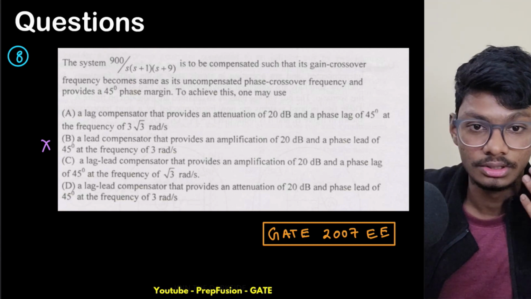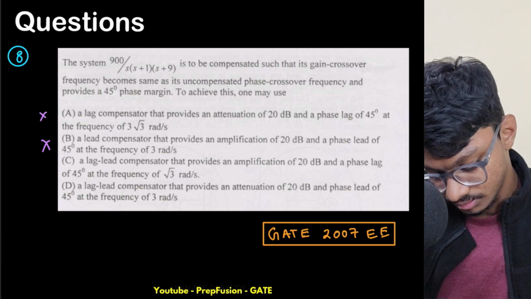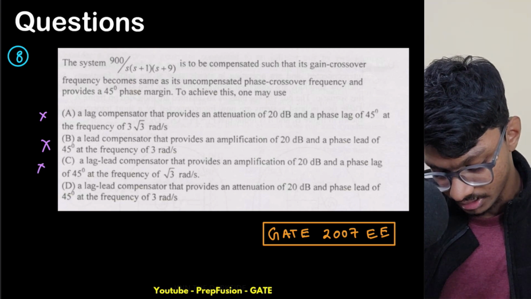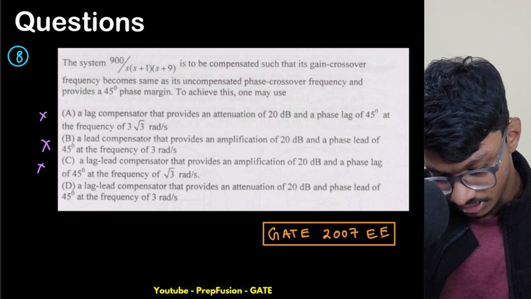I'm providing attenuation. Okay, so this is also wrong, because the lag compensator is anyway wrong and the frequency is also wrong. This is also wrong. Root 3 is anyway not here. So this is the only correct option.